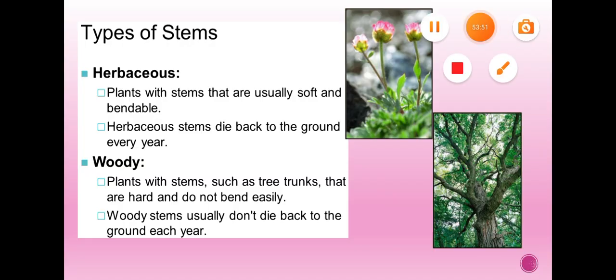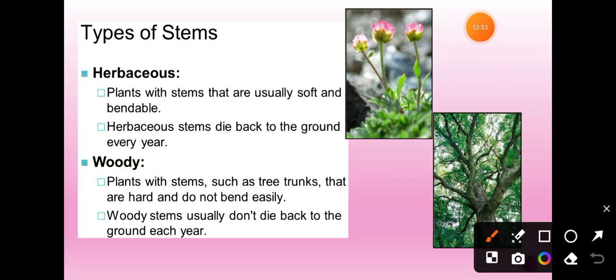Here's an image, let me show you. This is an image of a herbaceous stem, and this is an image of the woody stem. So I hope you see. Now the woody stem.